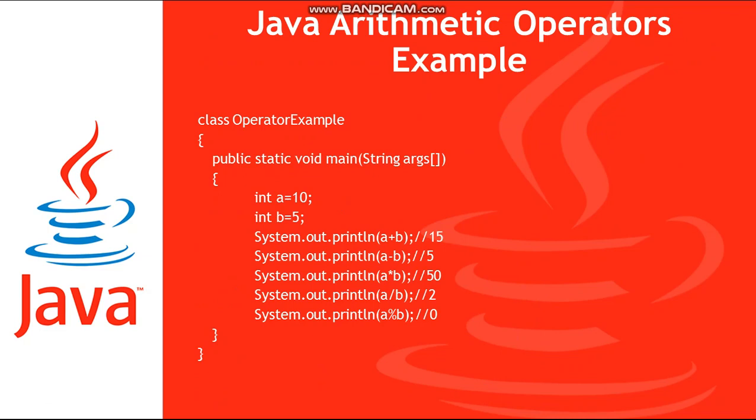That is the Java arithmetic operator example. I have already explained all the details of this example. So moving towards the first, that is the class Operator example. After that, public static void main String args. In that we declare integer a is equal to 10 and integer b is equal to 5. Rather than declaring separately, we can declare int a is equal to 10, comma, b is equal to 5.